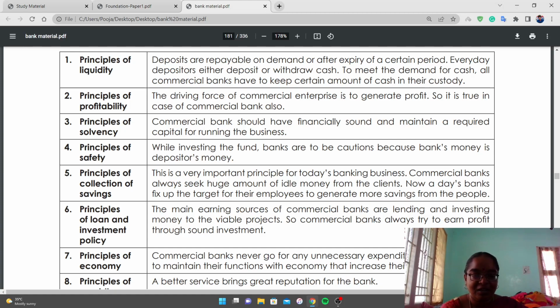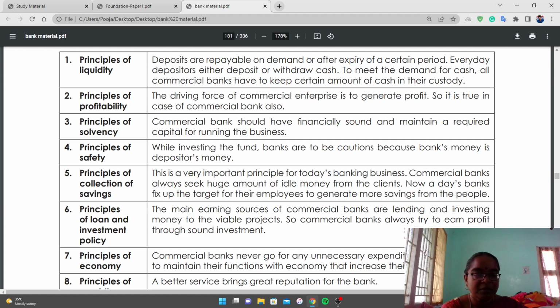And principles of collection of savings. This is a very important principle. Commercial banks always seek a large amount of idle money from the clients. So nowadays banks fix up targets for their customers to generate more savings from the people.